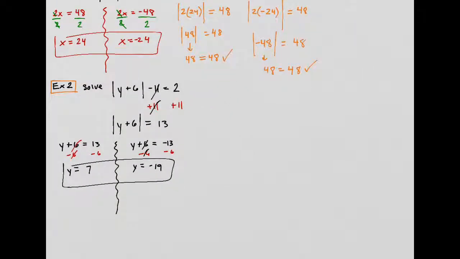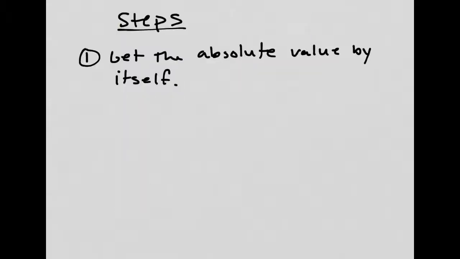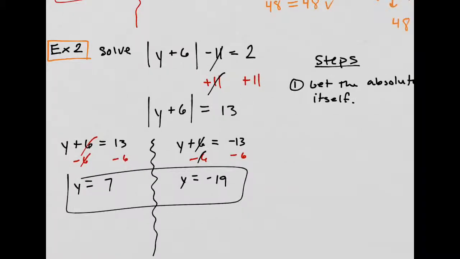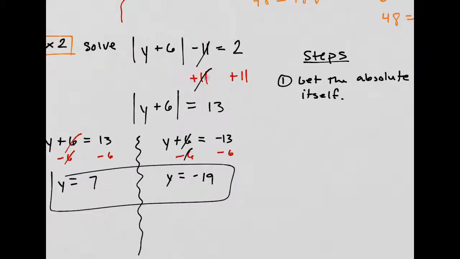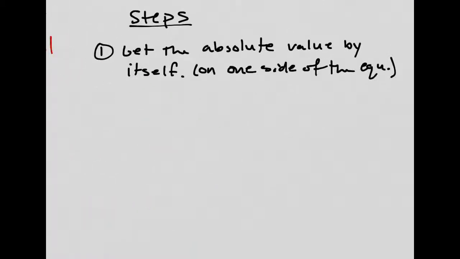All right, let's write the steps down and then call it a day. Okay. Step 1, get the absolute value by itself. That's what we did here. We added the 11 over so that the absolute value is by itself on one side of the equation.